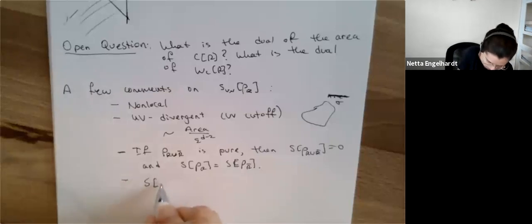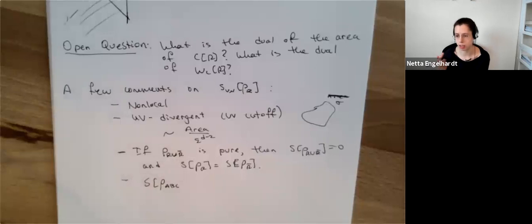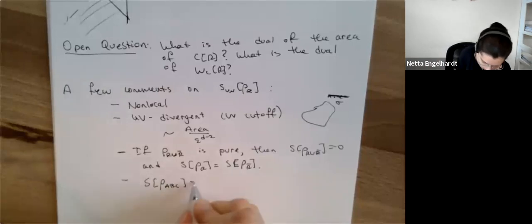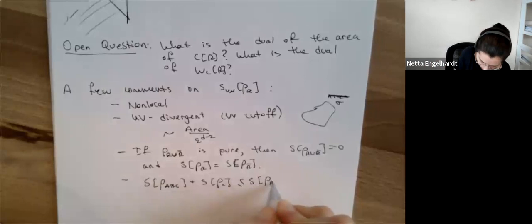So you have three subsystems, A, B, and C. Typically when we have one subsystem, I'll just use R. When we have multiple ones, I'll use A, B, C, and so on. So S of rho ABC plus S of rho C is going to be less than or equal to S of rho AC plus S of rho BC.